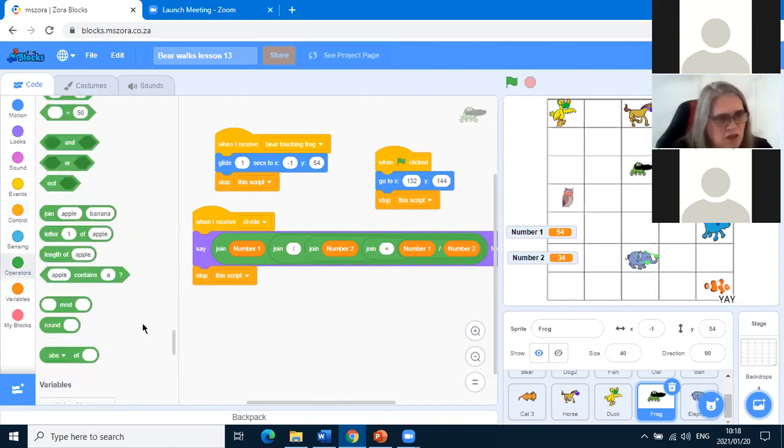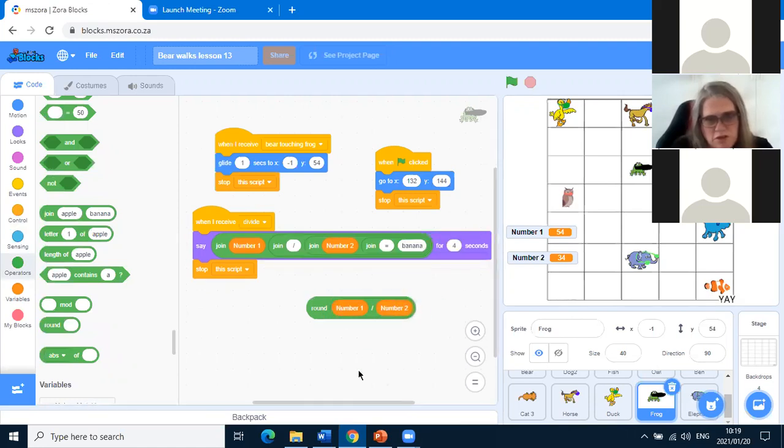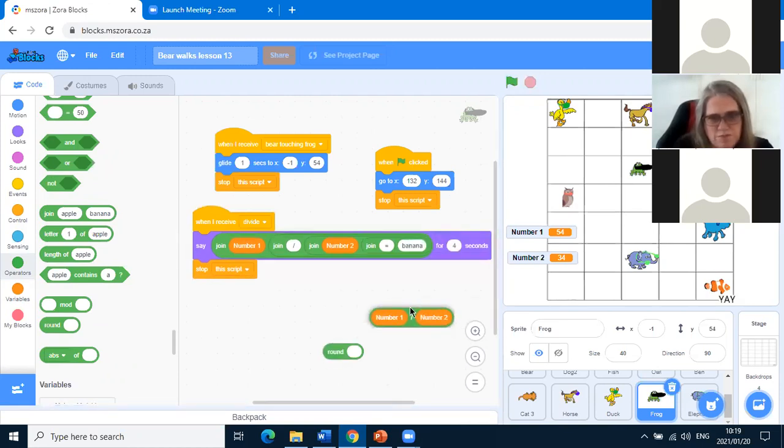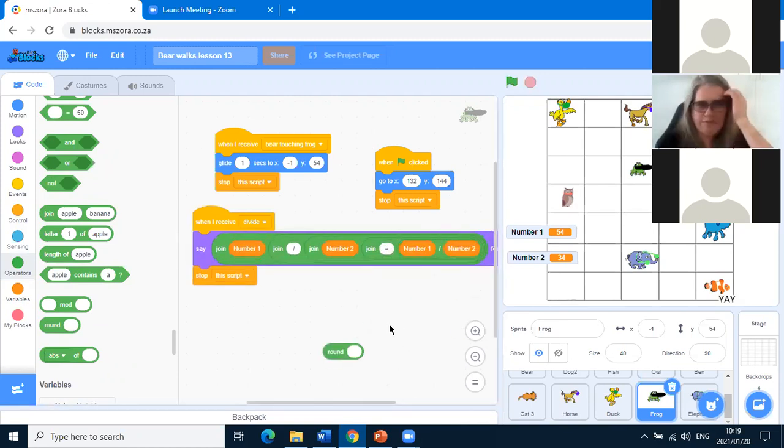We can have a round. Can you see round? I can go and put in my little calculation in there. That's just extra stuff. So when you see it, it's actually going to just be 2. They rounded it off to the nearest whole number, but you don't need to know that now. Just showing you. Okay, right. So that is Frog done his job.